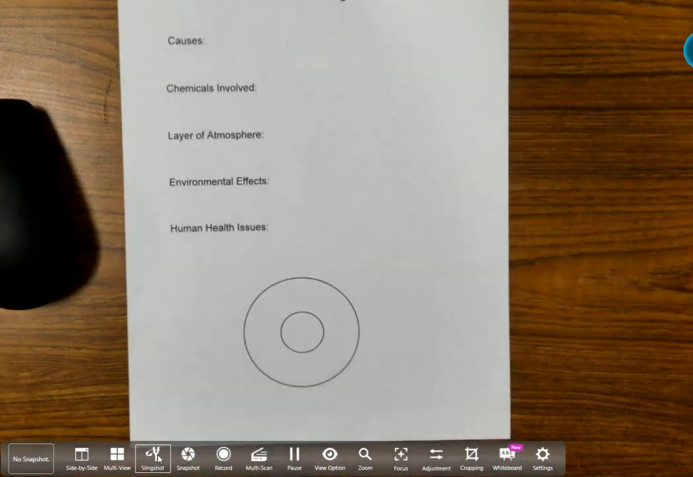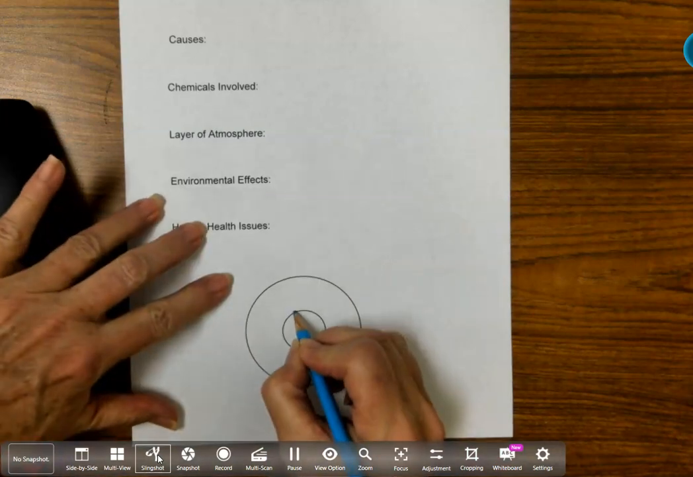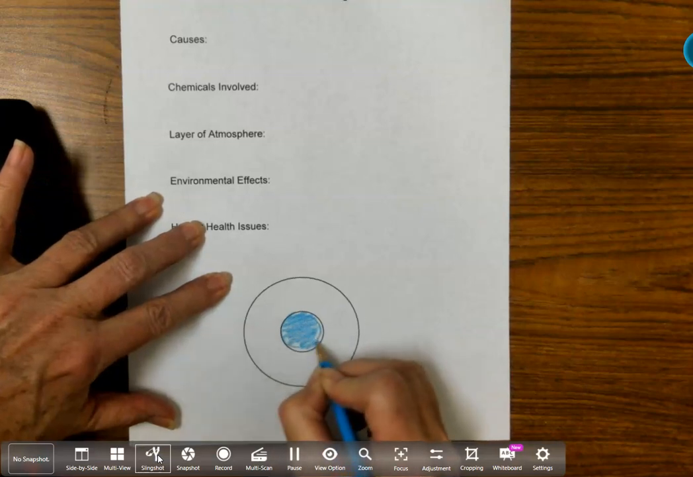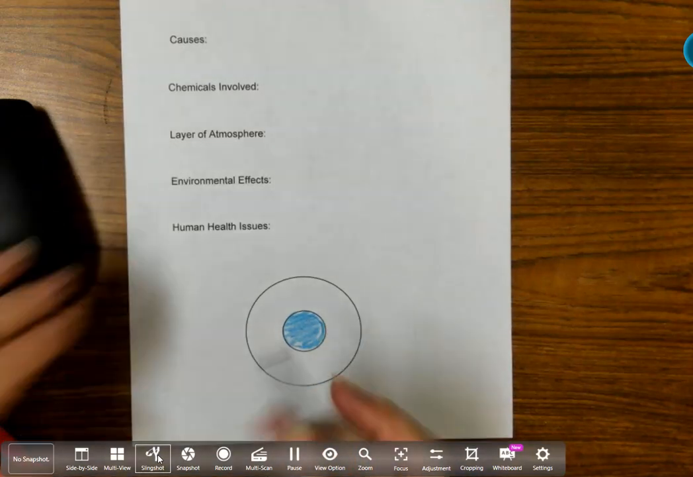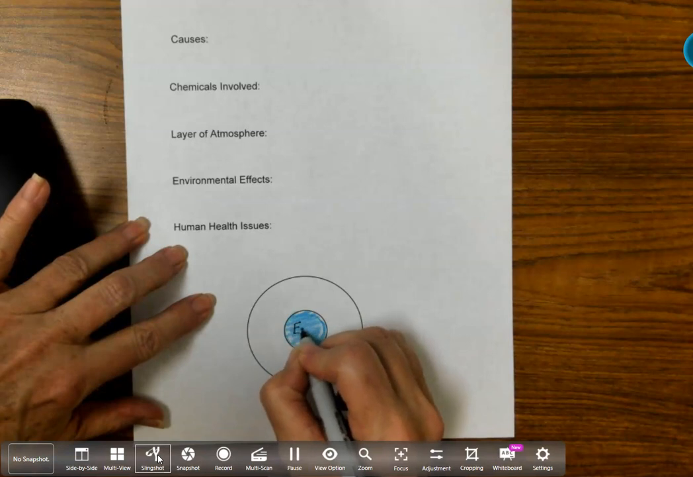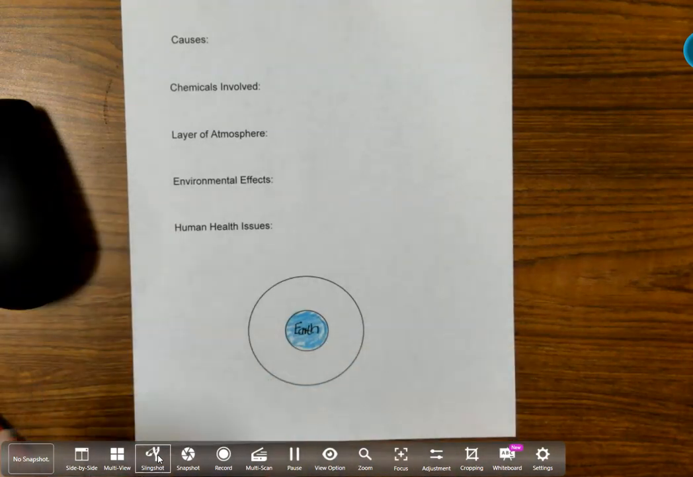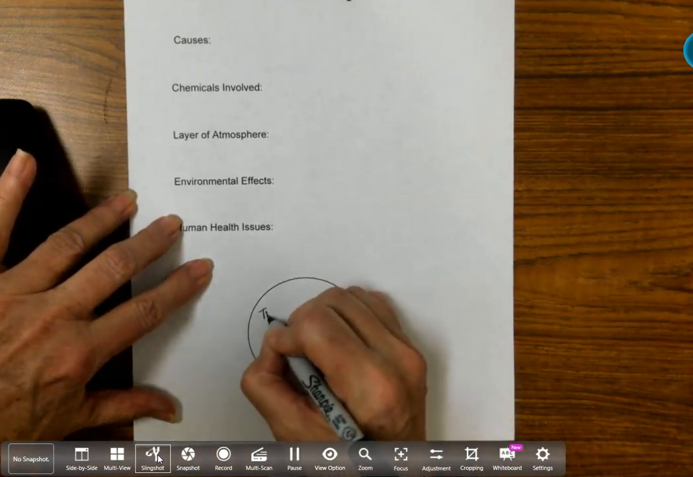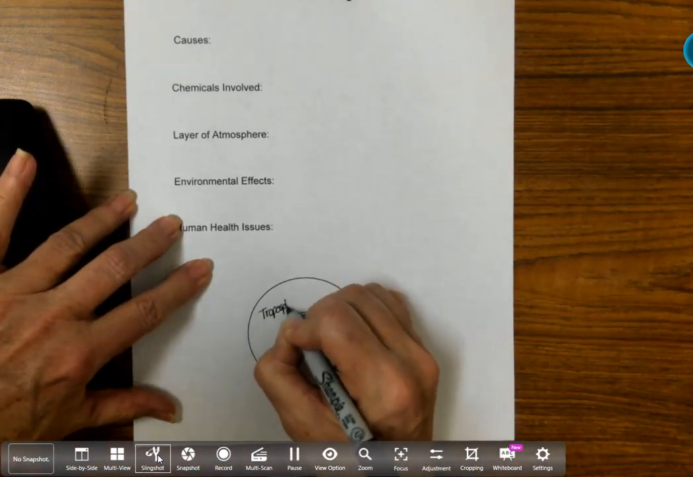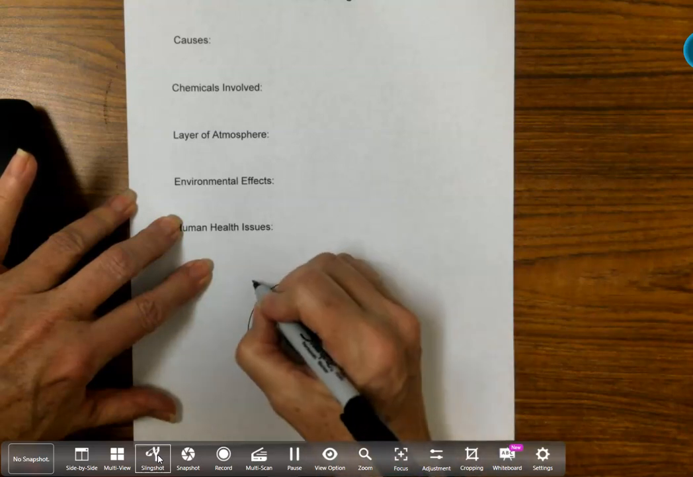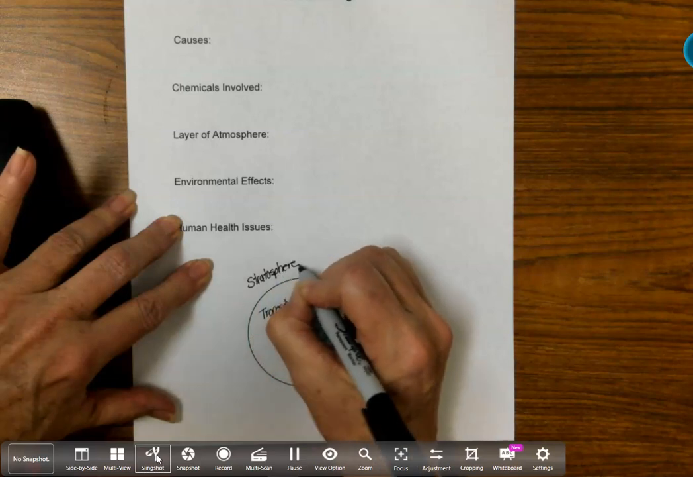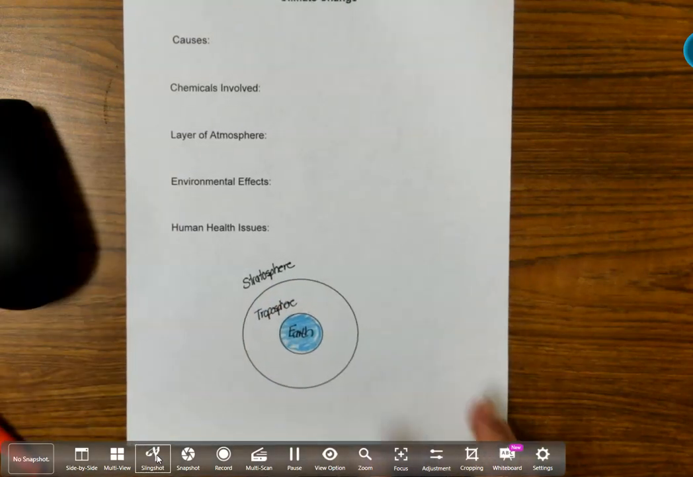So I'm going to draw a sun here. Well, actually, let's do this. I'm going to draw, this is the Earth right here. Color this in blue a little bit. Okay. And we're going to call this the Earth. And then around the Earth, we have the troposphere. And then beyond that, we're just going to go to the stratosphere. That's as far as we need to go with climate change right now.